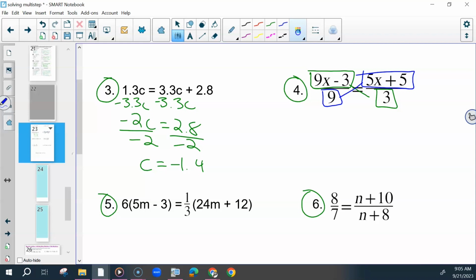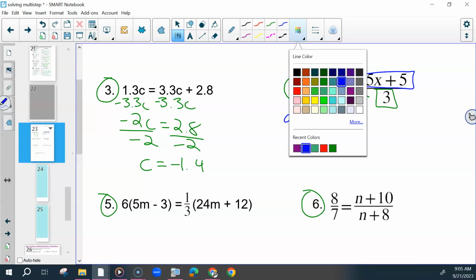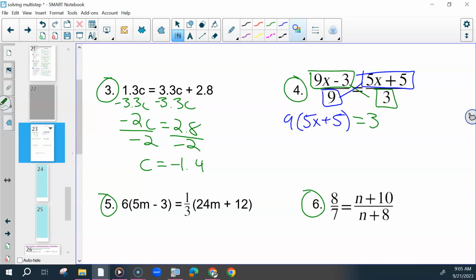So we're going to rewrite it. 9, and then in parentheses, 5x plus 5 equals 3, then in parentheses, 9x minus 3. So every time you see a set of fractions that equal another set of fractions, you're going to set it up like this. It does not matter if you put this part on the right or on the left, you're going to get the same thing as long as you solve and do your math correctly.